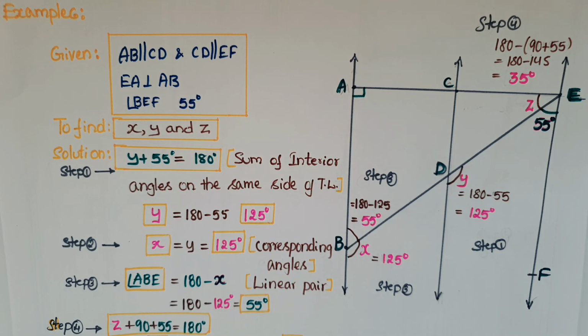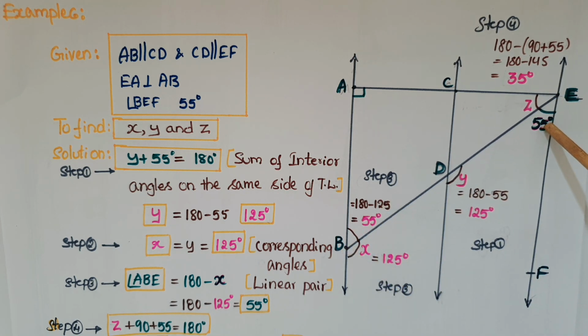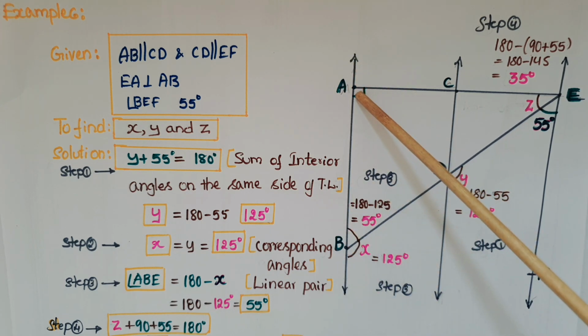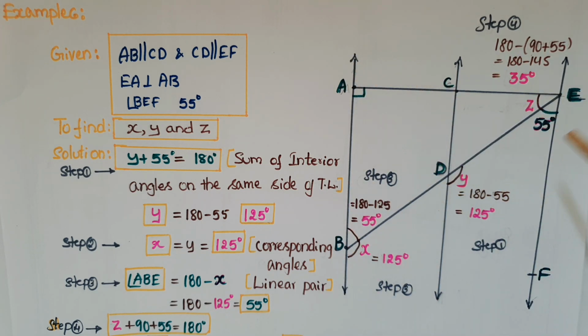This is example 6. Here AB is parallel to CD and CD is parallel to EF, and angle BEF is 55 degrees, that is given, and EA is perpendicular to AB. So this angle is 90 degrees. So we have to find here x, y and z angles.